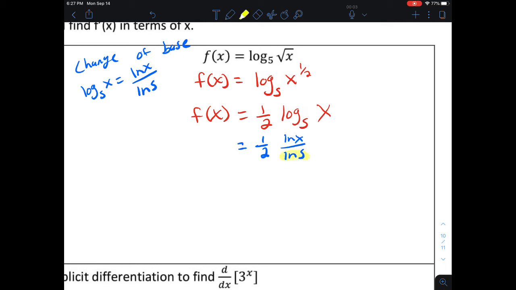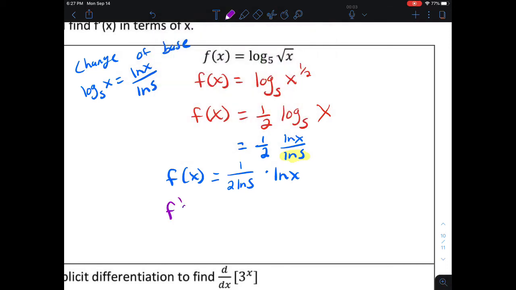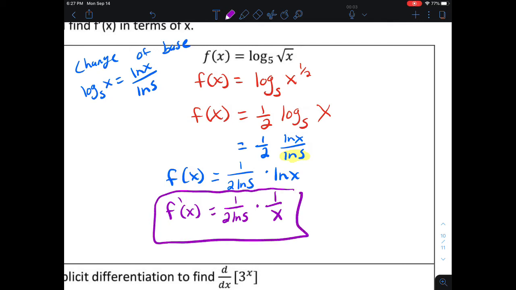Now the natural log of 5 is just some number. So I'm going to rewrite my problem as f of x equals 1 over 2 ln of 5 times the natural log of x. Now we're ready to find the derivative. So the derivative of this, f prime of x, because I have the natural log now, we know what the derivative of ln of x is. We'd have 1 over 2 ln of 5 times 1 over x. And we can just leave our answer like that.